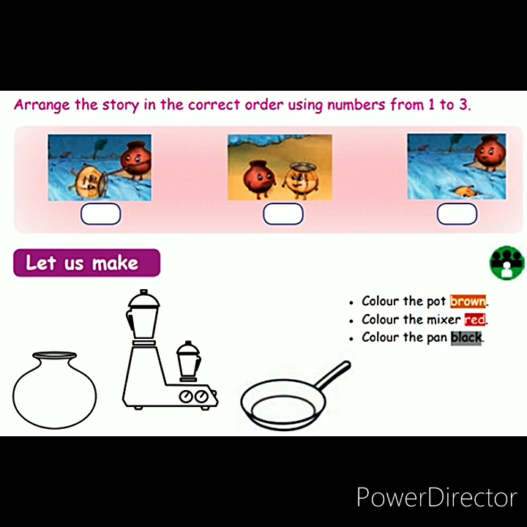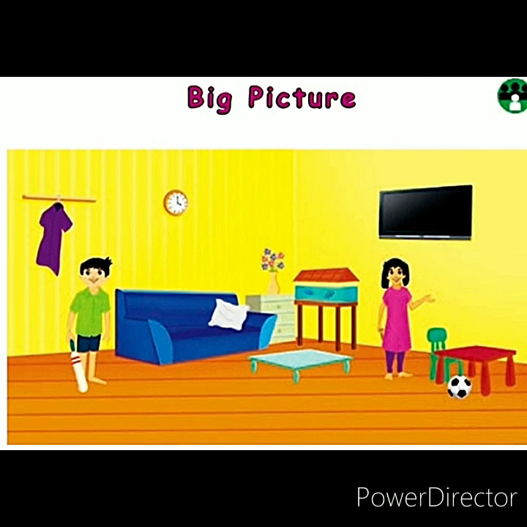Next, see these pictures and color them. Color the pot brown, color the mixer red, and color the pan black. Shall we go to the next Roman letter? Okay. Now look at this picture, dear children. You have to watch all the things closely. Then based on this, I'll ask you some questions. Ready, children? Okay. Already the answer for the first question is given there.